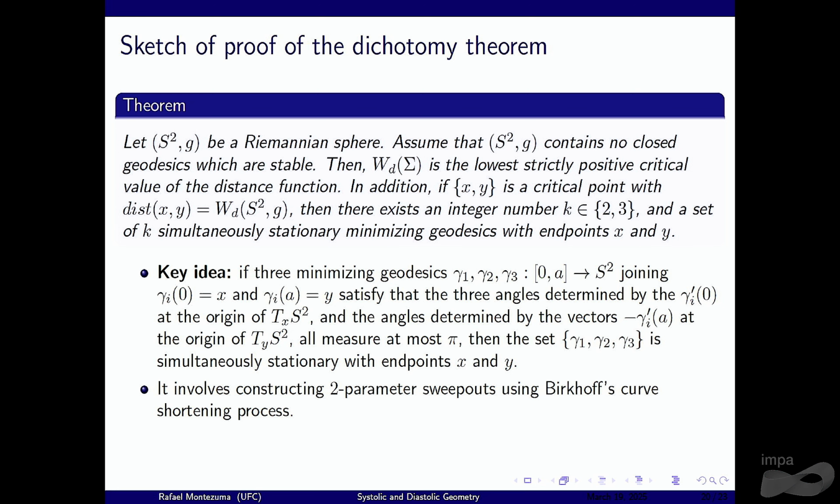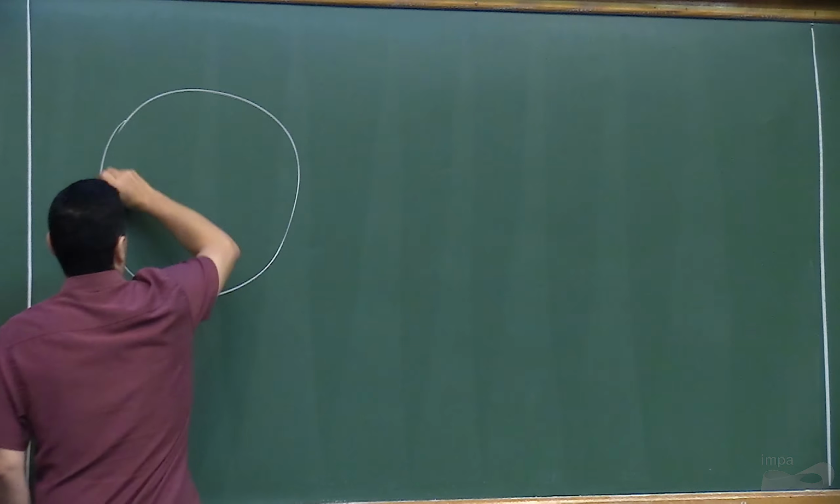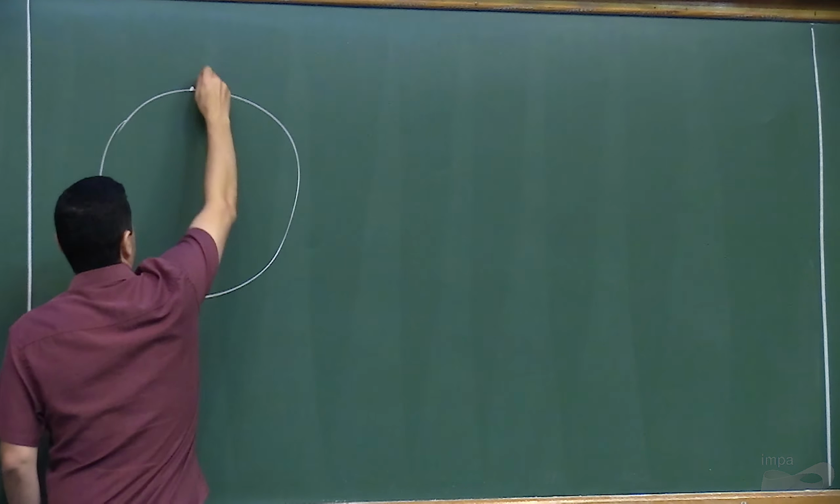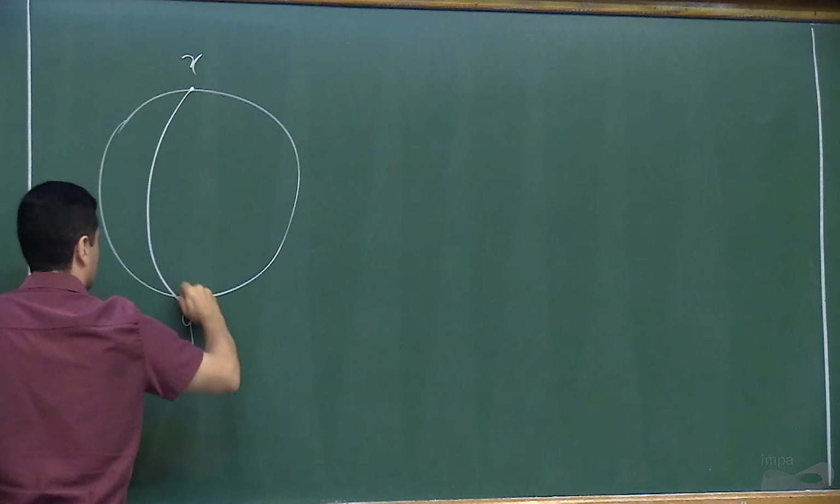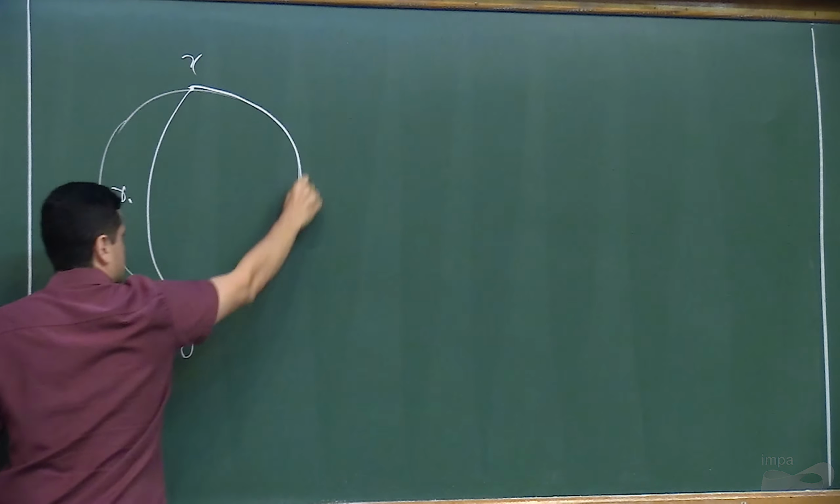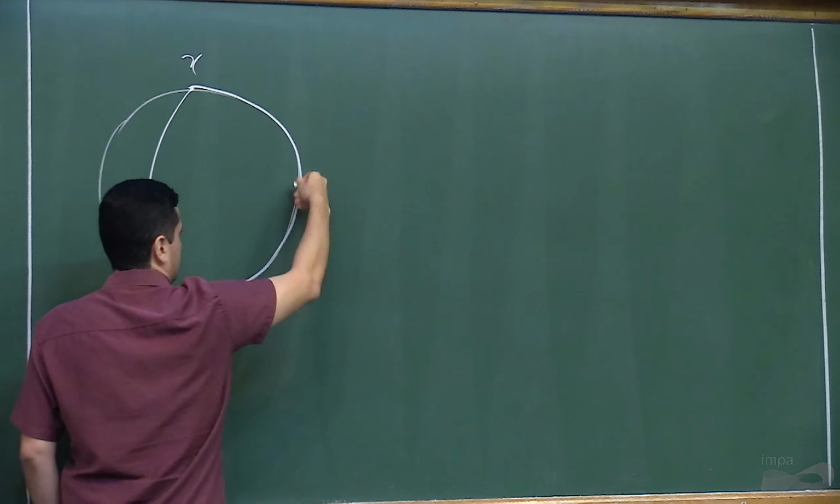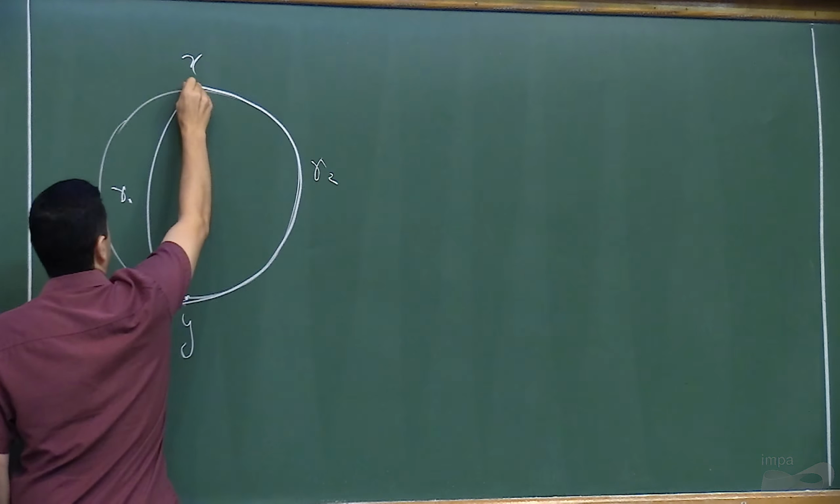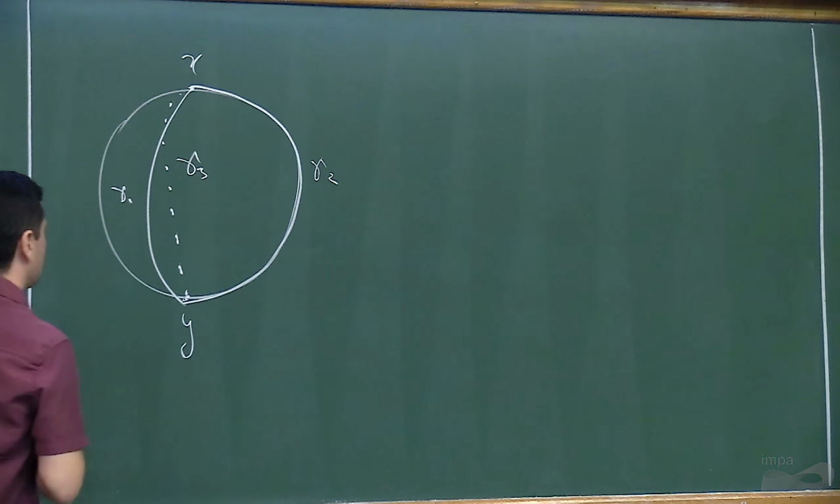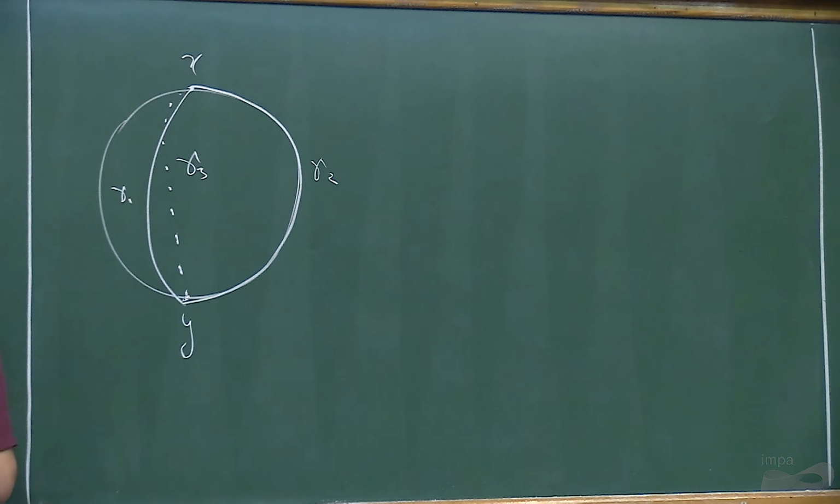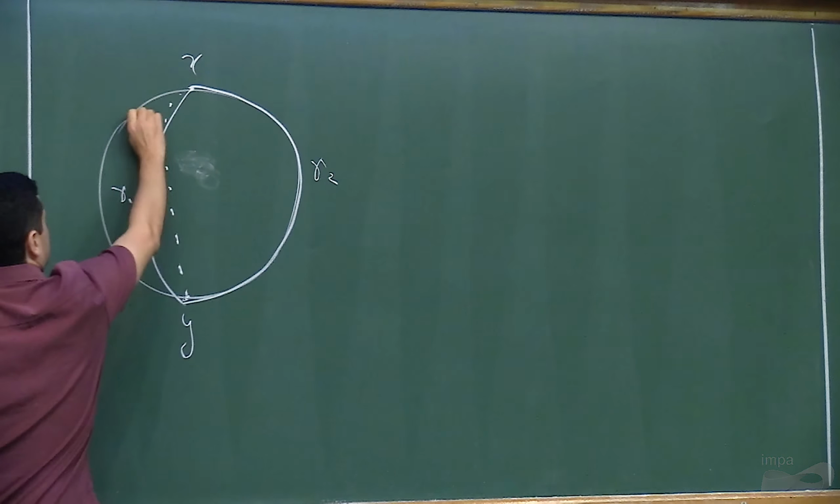Right. So the idea is basically the following. Let me try to sketch the construction. So you have the sphere. Let me say that this is x and this is y. And you have 3 curves, one here, gamma 1. Let's say this curve on the board here, on the plane of the board, is gamma 2, and gamma 3 is on the back.